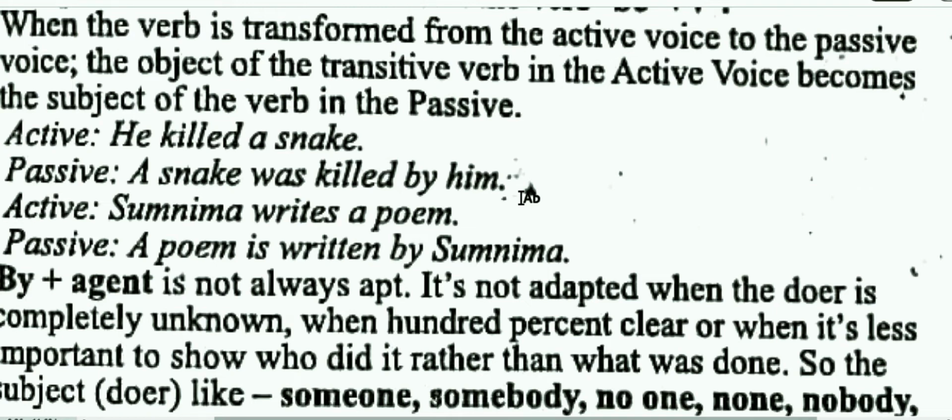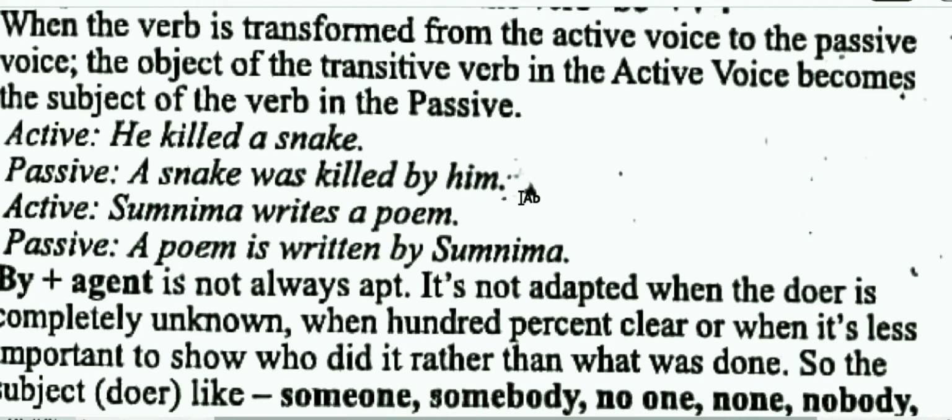Next, Sumnima writes a poem. Here, Sumnima is a subject. Writes a poem. The sentence is in present simple. Present simple: subject plus V1, V5 plus object. So, Sumnima writes a poem. Here, a poem is written by Sumnima.